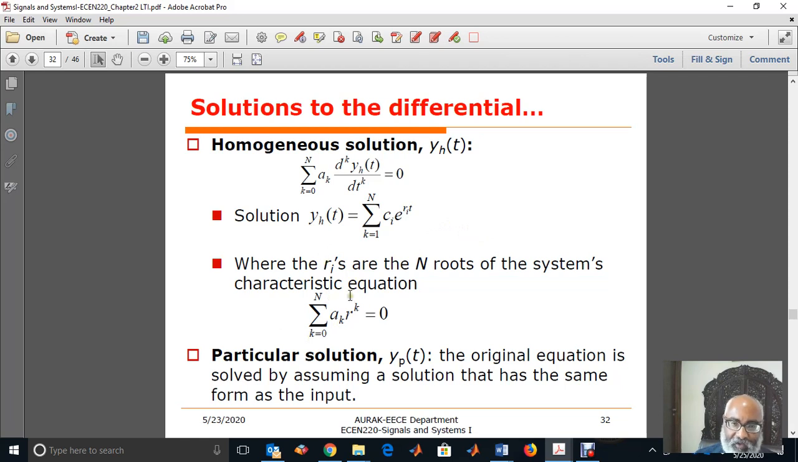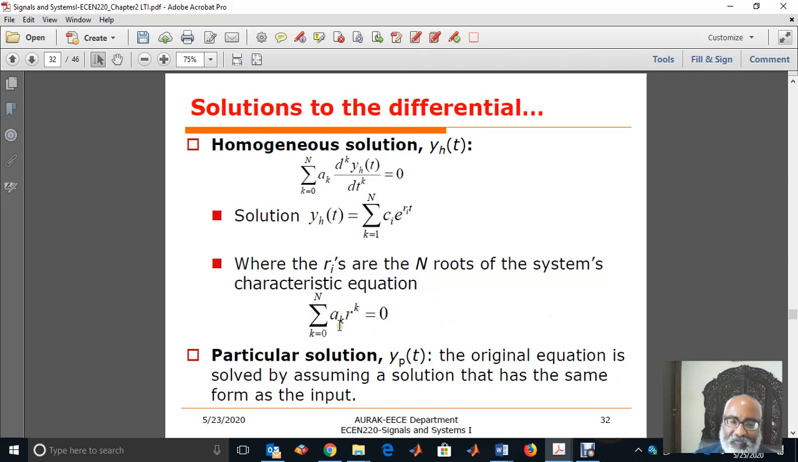The r_i's can be found by solving the polynomial equation, or we call it the characteristic equation. The characteristic equation is the summation from k equal to 0 until n of a_k r to the power of k equal to 0. So when we expand this, it means a0 plus a1r plus a2r squared until a_n r to the power of n is equal to 0.